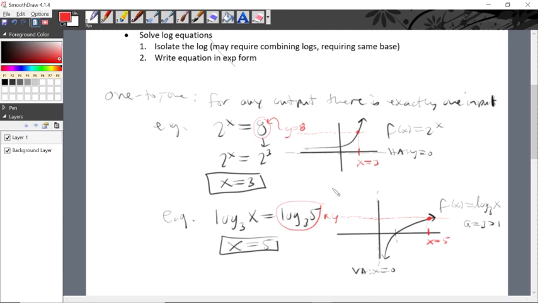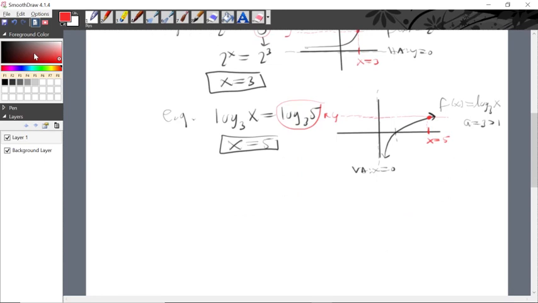Okay, they're not always going to be quite this simple that you're just going to have x is equal to a number. Okay, the idea is that you have the same base on both sides, then you can set the arguments equal to each other. Take a look at another exponential example of this type. Solve the equation 9 to the power of 3x minus 4 is equal to 1/9.